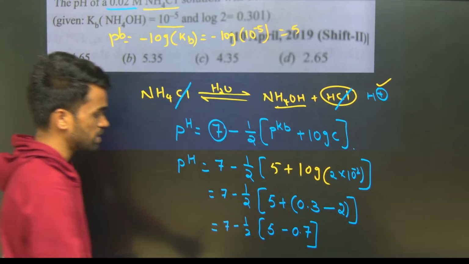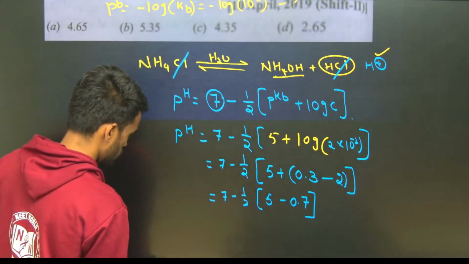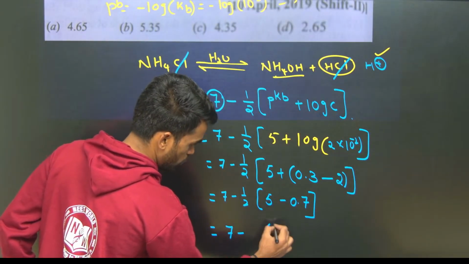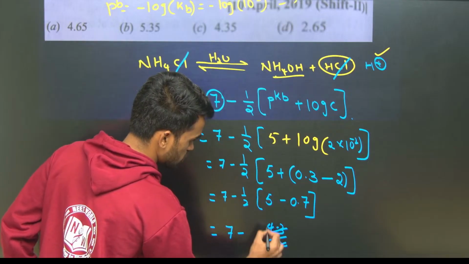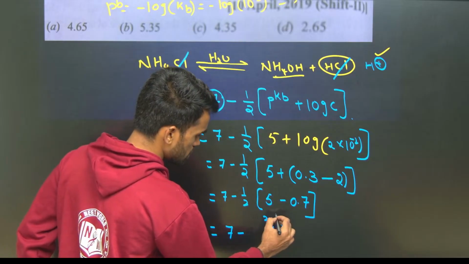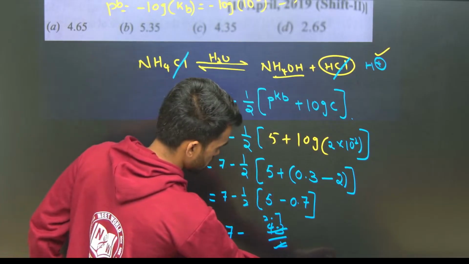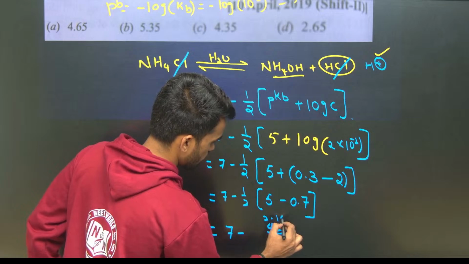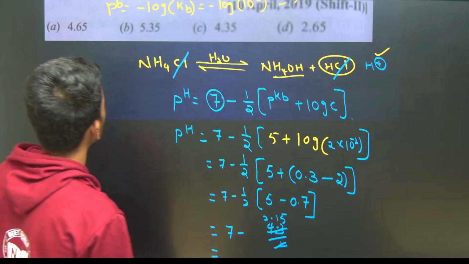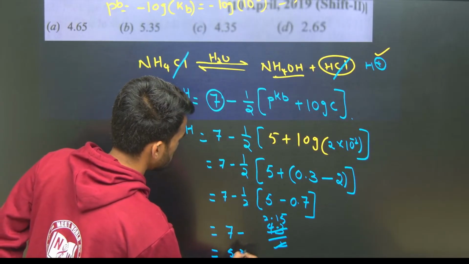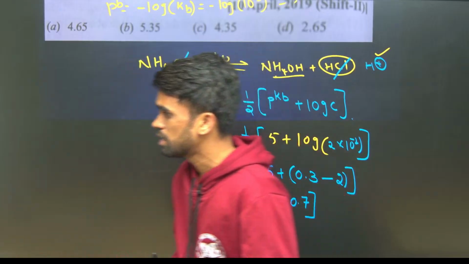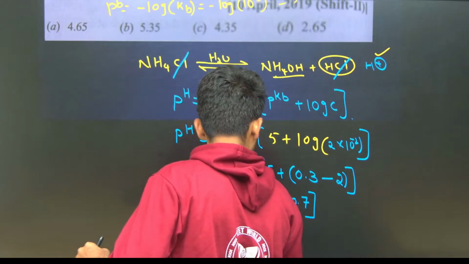So try to simplify this. What you are going to get here: 7 minus 4.3 by 2, so this will be around 2.15. So try to simplify this, you are going to get an answer around 5.35, so 5.35 will be the pH of this resultant solution. Hope this is clear. Now I will be giving you one more concept over here.